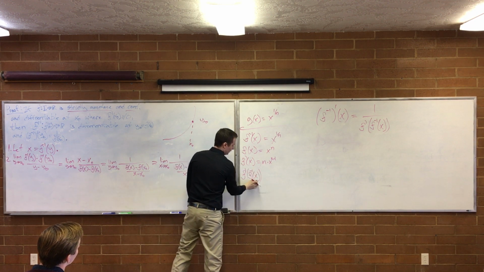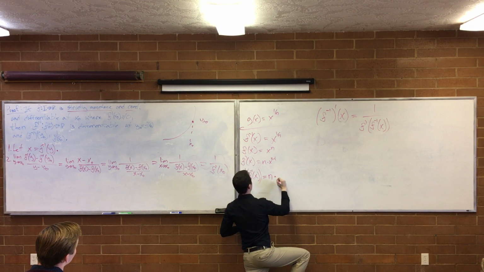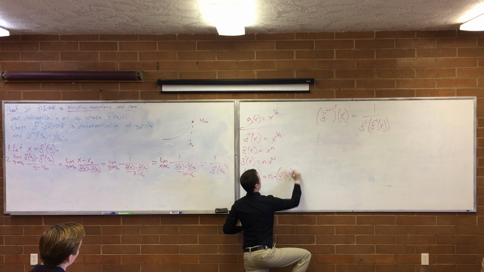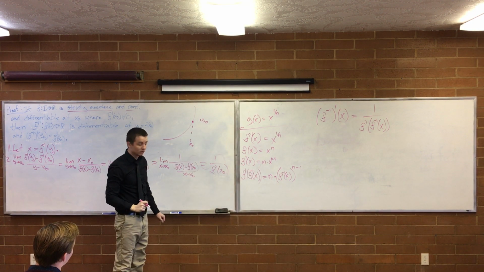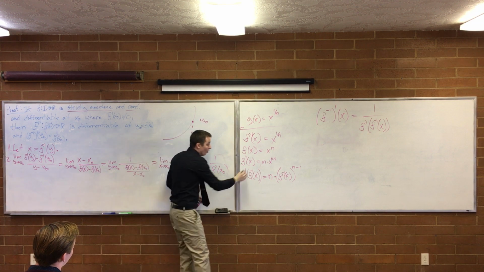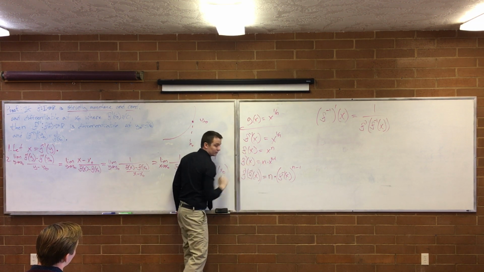And I'm going to need f prime now of f inverse of x, right? I'm going to use this to help me think about this. So what's that equal to? That's equal to n times f inverse of x to the n minus 1. You're just plugging in the x. What do you do with a function? You plug in the x.